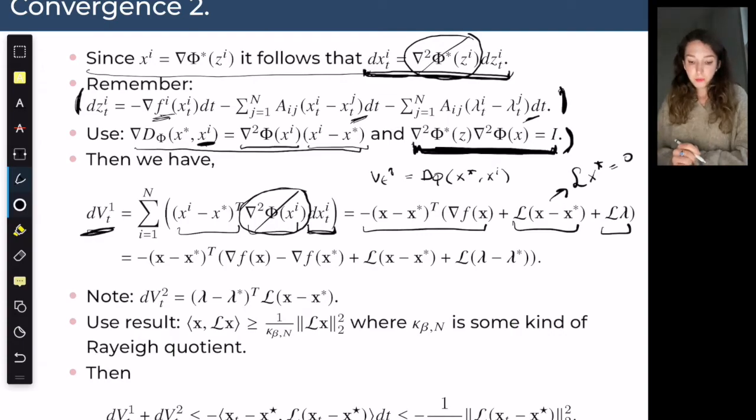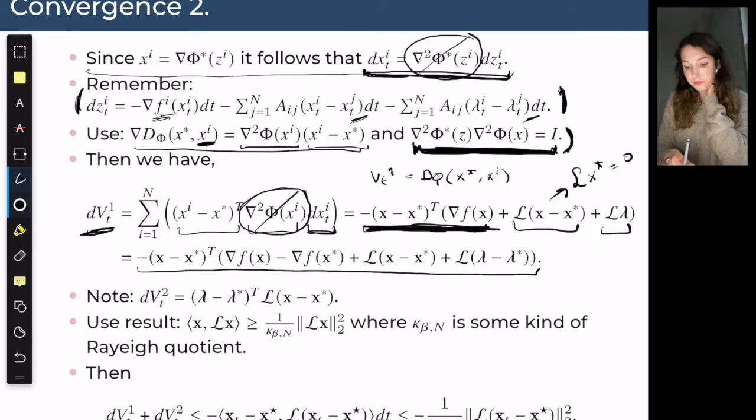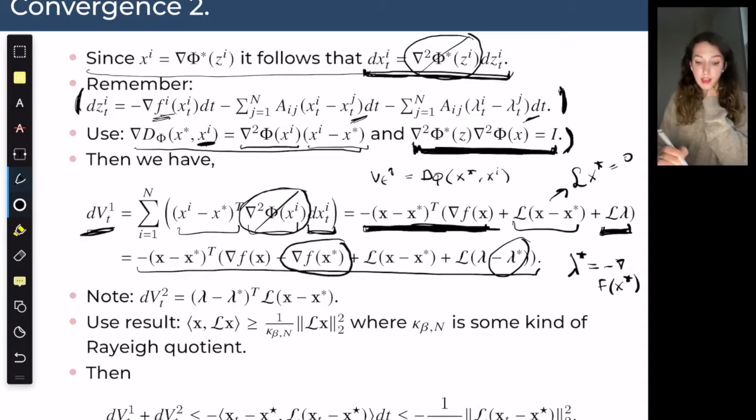We can rewrite this in this way, and this is again an interesting part, because remember that initially we didn't really know what to do with this gradient term. But now, because we have additionally introduced this lambda term, we can actually do something with this gradient term. Specifically, if we use the optimality conditions of this problem, we get that lambda star is equal to minus the gradient of f at x star. So by subtracting lambda star here, we also can add an additional gradient of f at x star there.